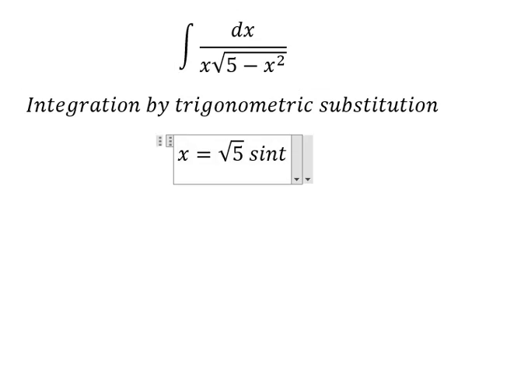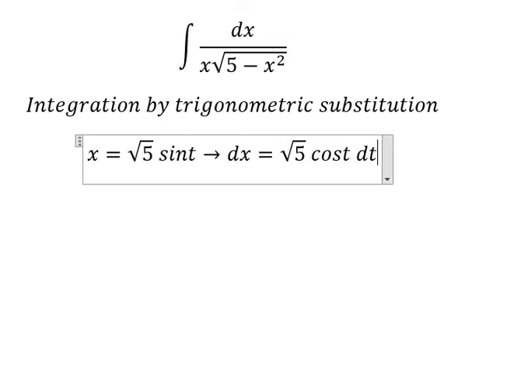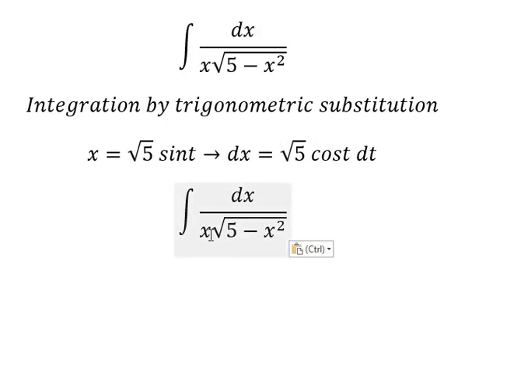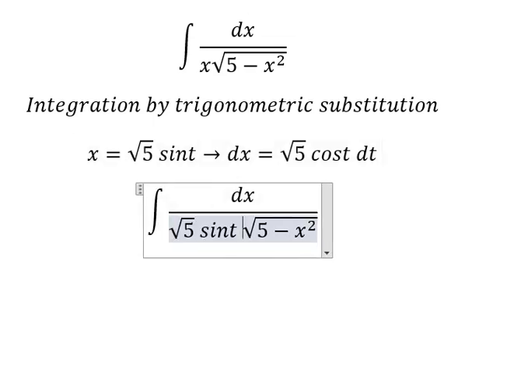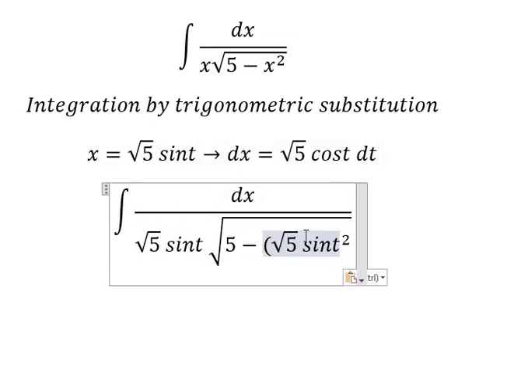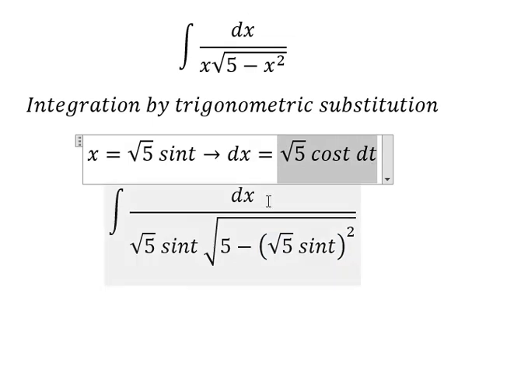Next, we need to first take the derivative of both sides. So we have the square root of 5 cosine t dt. So s we change by this one, and ds we change by this one.